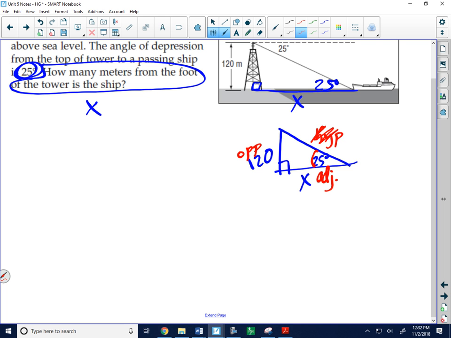I don't even have the hypotenuse. I have the opposite and adjacent though, and so that's tangent. Tangent of my acute angle, 25, is equal to opposite 120 over adjacent x.